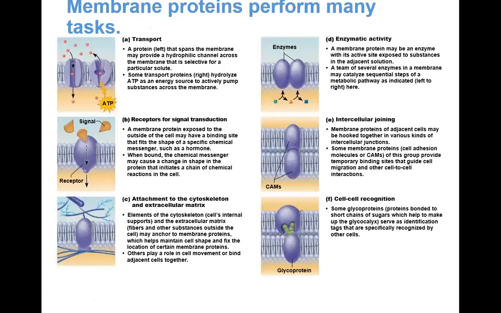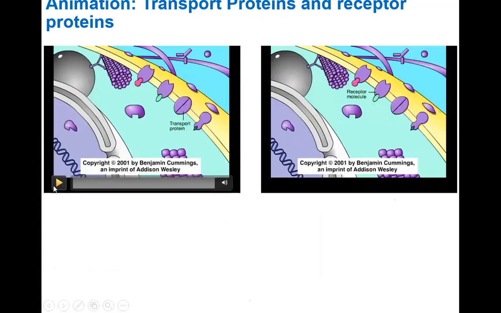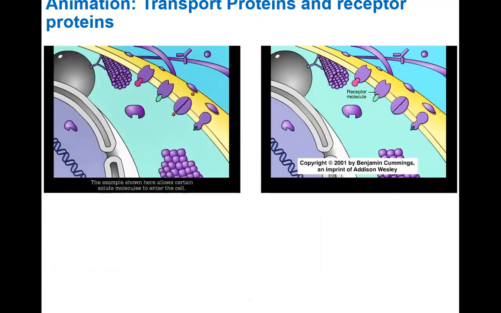And this simple little slide here shows you all the different categories of the membrane proteins. I've already mentioned transport and enzymes and signaling and connections between other cell membranes and recognition and stabilizing the cell membrane. These are all different things that the cell does. We can see some of that here, for example. Transport proteins carry molecules from place to place. The example shown here allows certain solute molecules to enter the cell. Hemoglobin is the transport protein that carries oxygen in the blood.